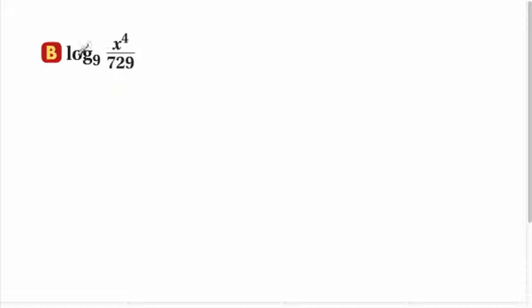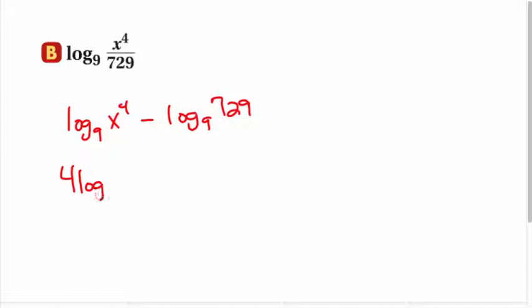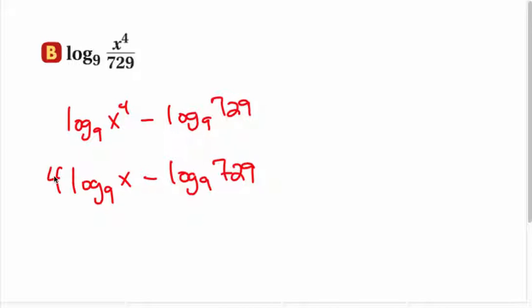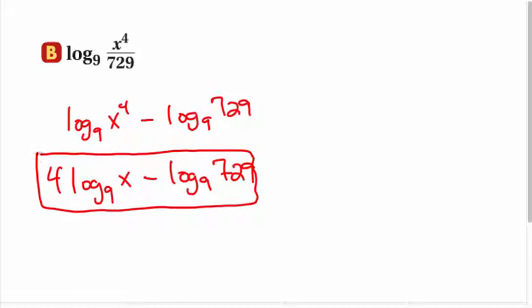Next example, log base 9 of x to the 4th over 729. So I'm going to split this up into log base 9 of x to the 4th minus log base 9 of 729. This will come out front. So 4 log base 9 minus log base 9. Oh, I forgot my x. Apologize. Log base 9. It's a horrible looking 9. Let me fix that. I'm just going to start over. I can always go in and edit this out in Camtasia. So log base 9 of x with a 4 out front minus log base 9 of 729. And there's my answer.